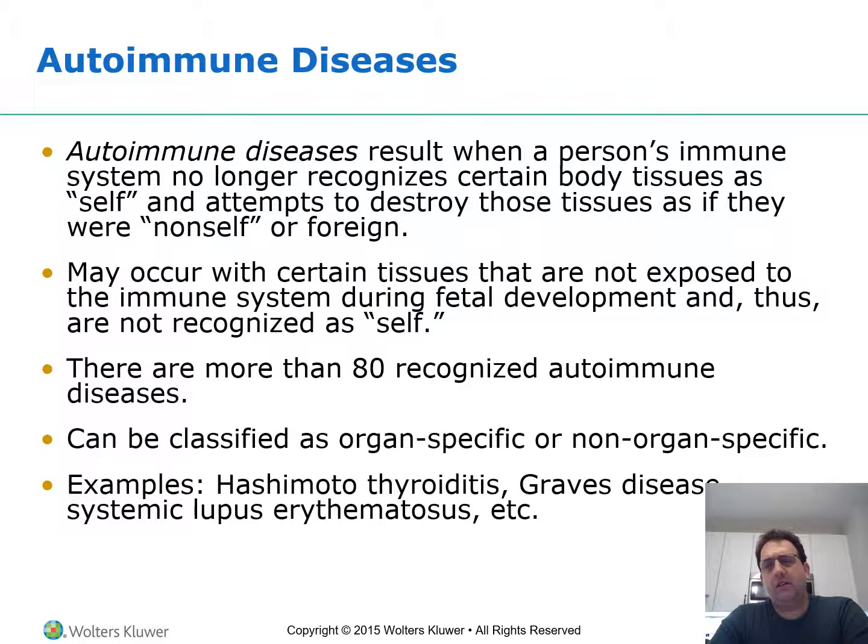There are more than 80 recognized autoimmune diseases that we know of, and we can talk about them being organ-specific or non-organ-specific. The organ-specific ones, all of the different things that attack the thyroid, like Hashimoto's and Graves' disease, would be organ-specific. Systemic lupus erythematosus would be non-organ-specific. It affects almost every organ in your body in one way or another.